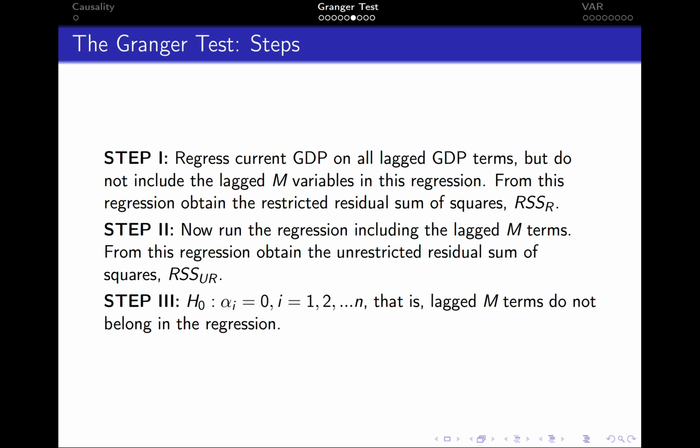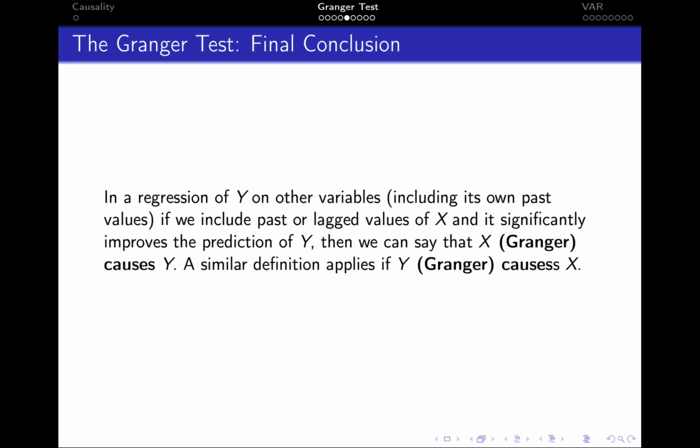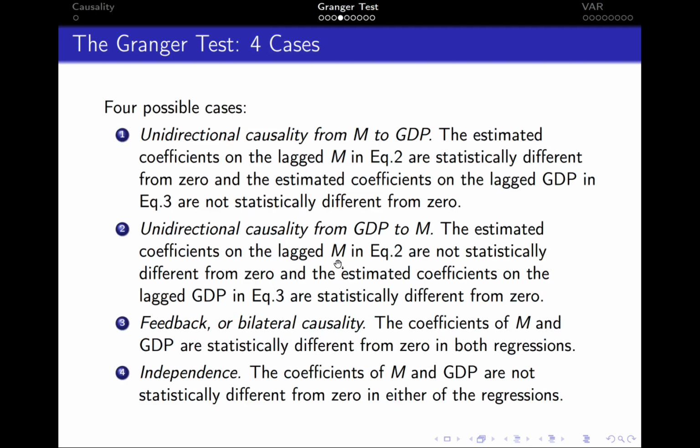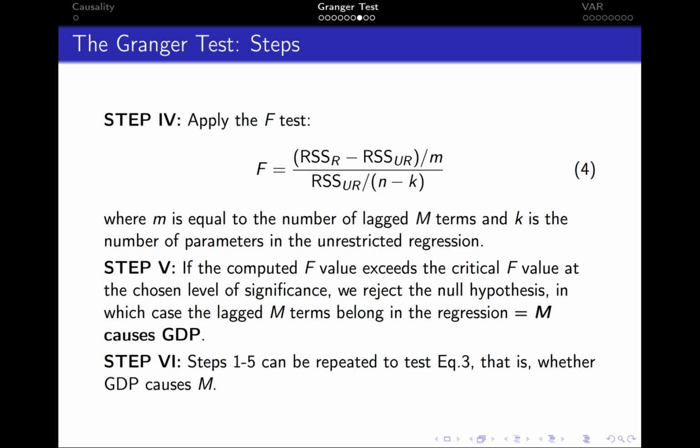And the null hypothesis will be that the coefficients of alpha are simultaneously equal to 0. So it means that the lagged M terms do not belong in the regression. If you go back to our original one, here it is, the lagged values of M, and here is the alpha coefficient. So we test whether they are simultaneously equal to 0. And we are already familiar with the kind of test that allows us to test this kind of hypothesis.